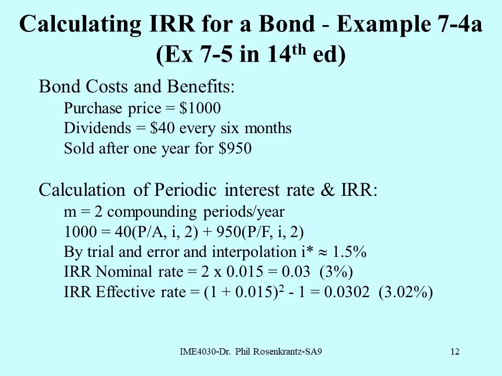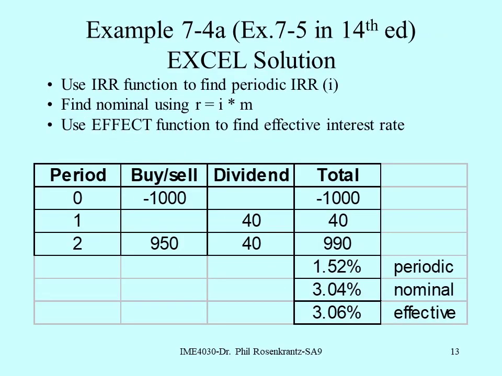Okay, let's go to slide number 13. Slide number 13 is the same example, 7-4A, with calculation by Excel. I just wanted to show you that if you put in columns for your various transactions so that you can get a total column, then it's pretty easy to use the IRR function to get the internal rate of return. In this case, the periodic interest rate is 1.52%, which results in a nominal of 3.04% and an effective interest rate of 3.06%.